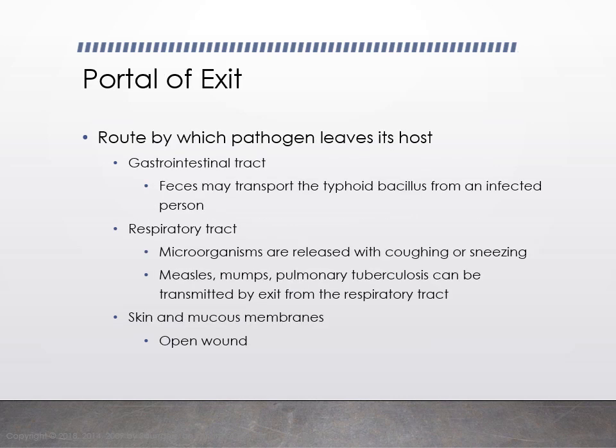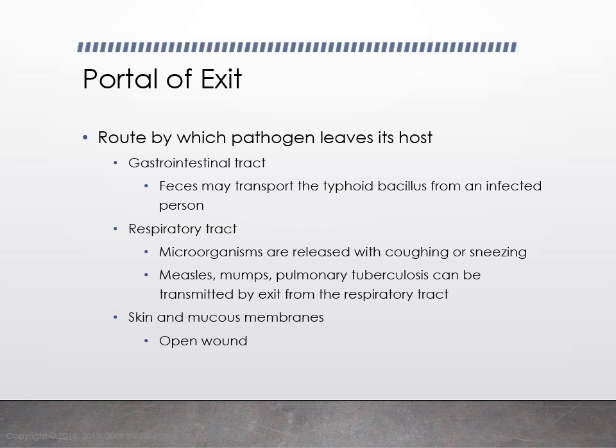Portal of exit. This is another link in our chain of infection. This is the route by which the pathogen leaves its host. So this is the exit route. Transmission at the portal of exit can be interrupted by identifying and treating patients who are infected with pathogens. Remember that a pathogen is a disease-causing microorganism. Here we see some examples of the portal of exit: the GI tract, the respiratory tract, as well as the skin and mucous membranes.